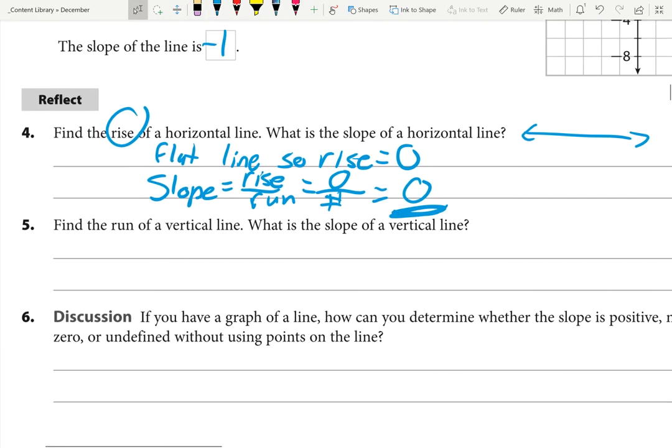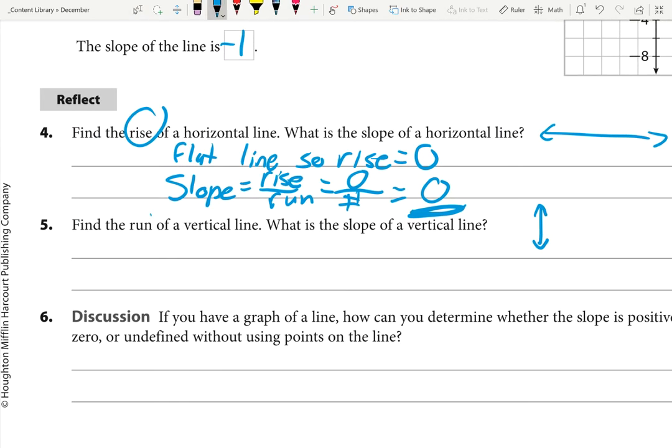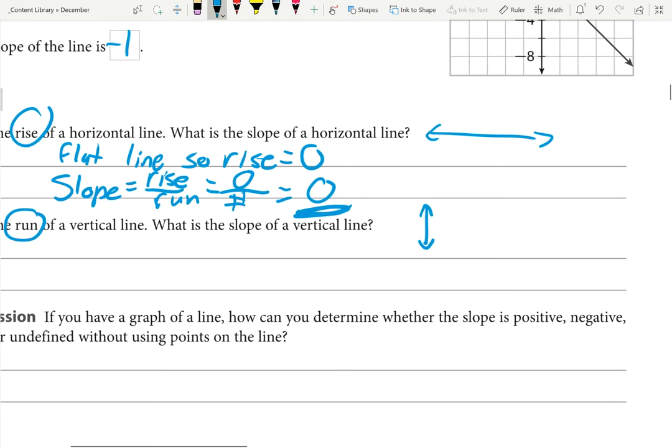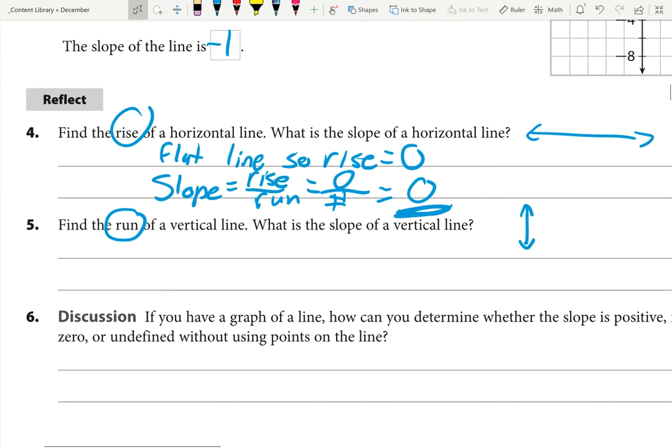Now let's look at, for number 5, a vertical line. A vertical line is a straight up and down line. And this is asking what is the run of a vertical line. So basically the run is how far left or right this line goes. Well, if the line is going straight up and down, then it doesn't go left or right, correct? So in this case, the run is equal to 0 because it does not move left or right. It just goes straight up and straight down.